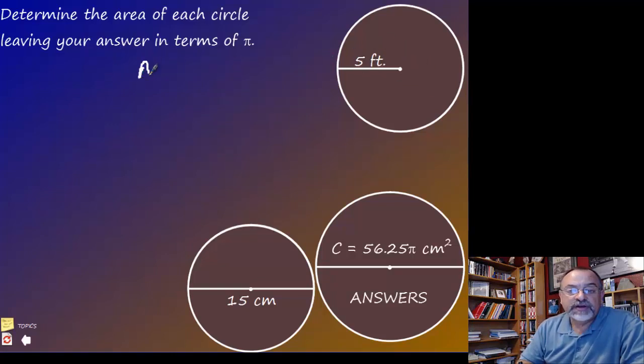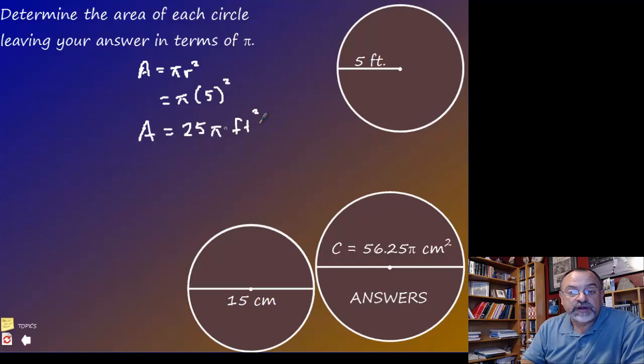We have the area here of a circle, and again area is pi r squared, so we're going to put in the 5, and then it's squared, and then we're going to multiply it out. So 5 squared is 25. We leave pi because it's in terms of pi, and our units are always squared with area. So here we have the area of a circle in terms of pi. Again, don't multiply out pi unless they ask you to round off the answer.